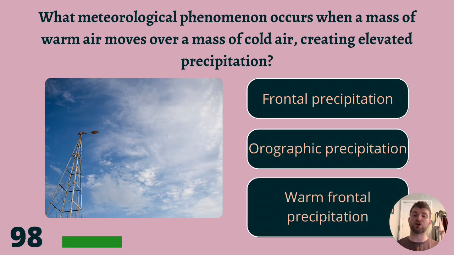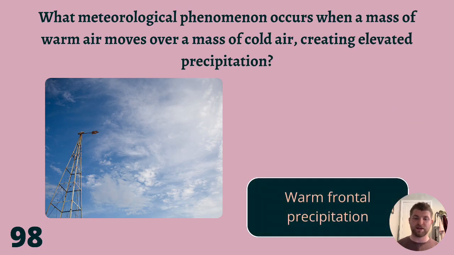What meteorological phenomenon occurs when a mass of warm air moves over a mass of cold air, creating elevated precipitation? Frontal precipitation, orographic precipitation, or warm frontal precipitation? The answer is warm frontal precipitation.